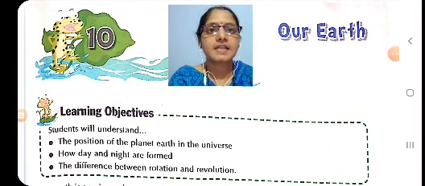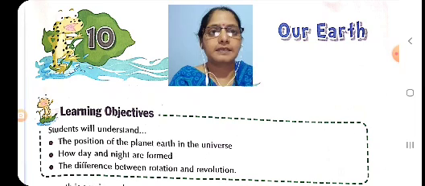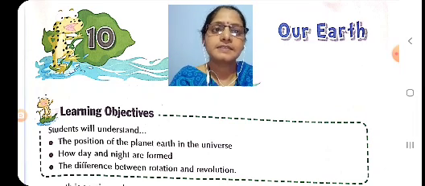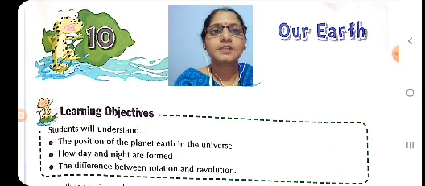Children, we had started chapter 10, our earth. In this chapter till now we have completed the introduction of the earth, the position of planet earth in the universe, and the sun and the earth. Children, today we are going to read about the shape of the earth and rotation. So children, let us start the chapter.